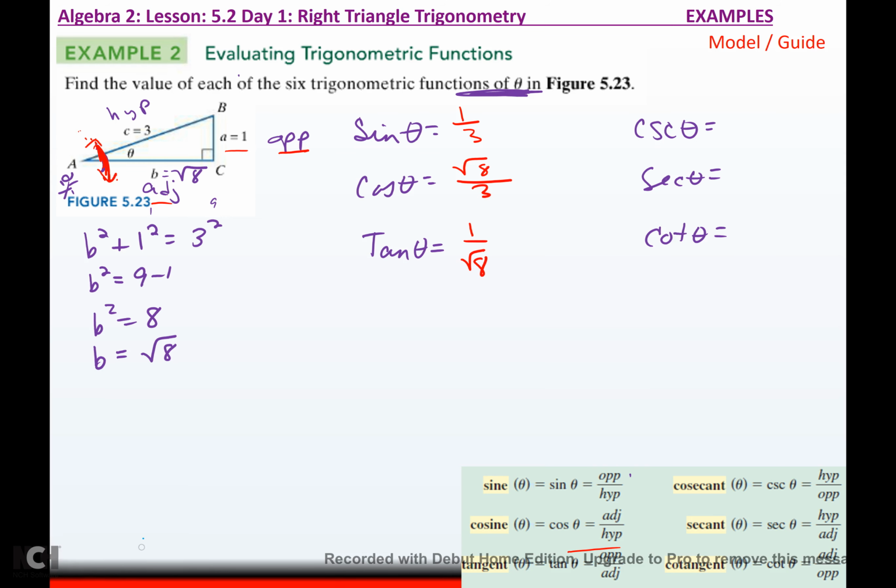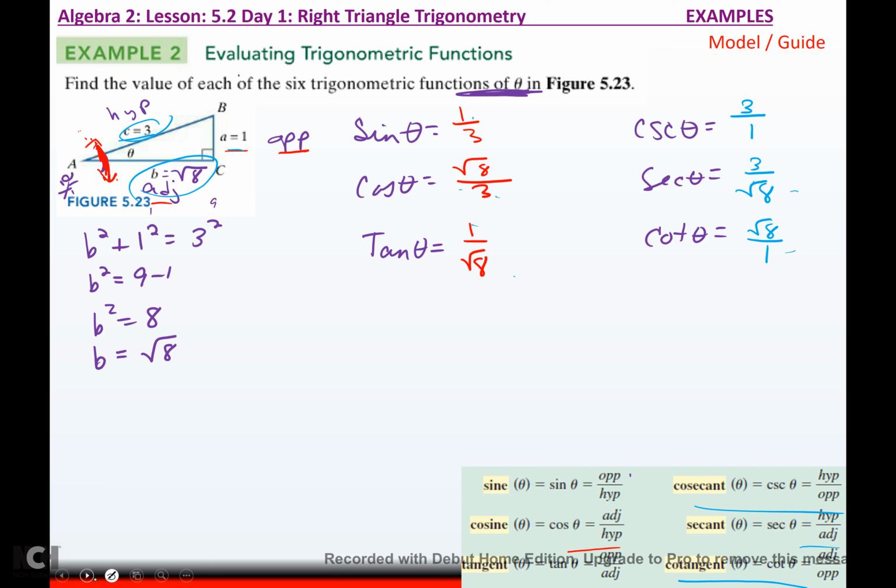I'm going to use the definitions, but normally I don't. If I'm finding all 6, I just look over here and flip them over. But cosecant is hypotenuse over opposite. My hypotenuse is 3, and opposite is 1. Secant is hypotenuse over adjacent. My hypotenuse is 3, adjacent is the square root of 8. Cotangent is adjacent over opposite. Adjacent is the square root of 8, opposite is 1. Notice how these are just their cousins flipped over.